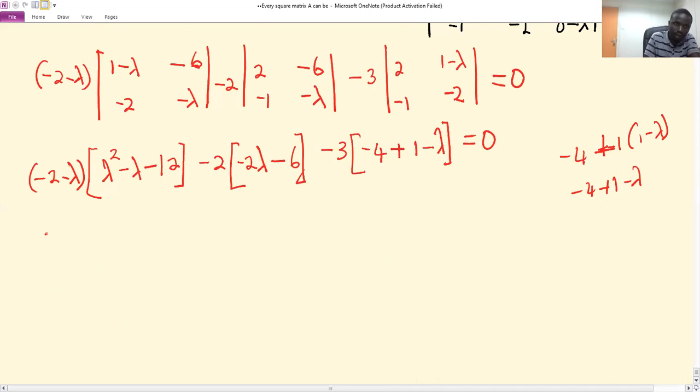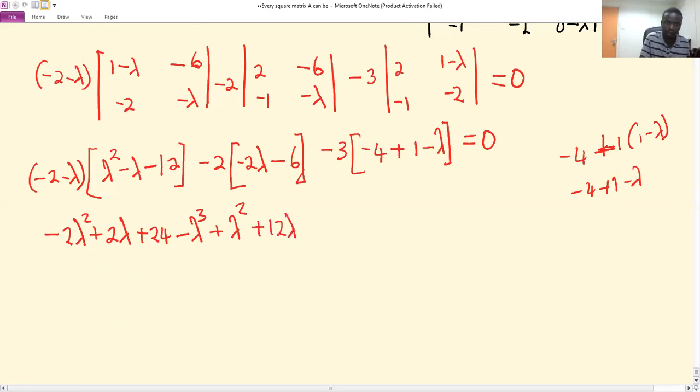So this will be minus 2 lambda squared plus 2 lambda plus 24 minus lambda cubed plus lambda squared plus 12 lambda plus 4 lambda plus 12 plus 12 minus 3 and then plus 3 lambda equals 0.